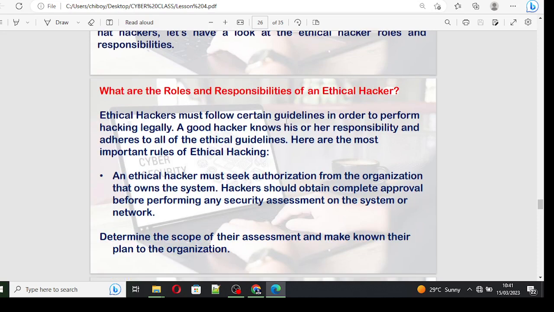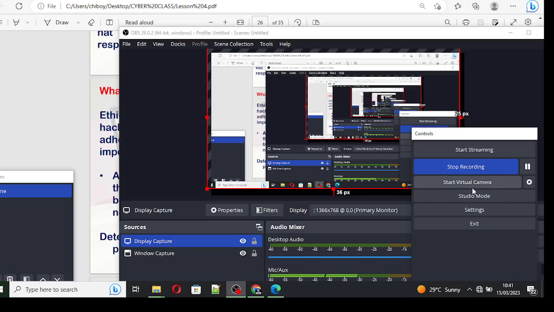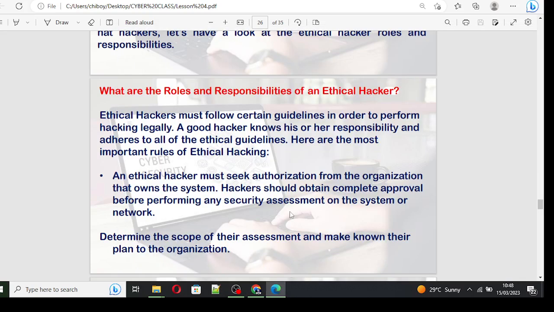What are the roles and responsibilities of ethical hackers? Sorry, I had to attend to something very crucial. We're talking about the roles and responsibilities of an ethical hacker.